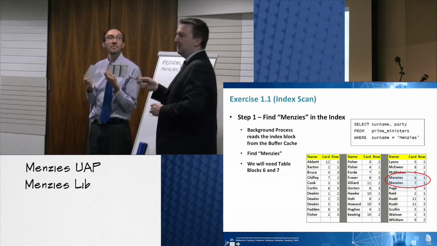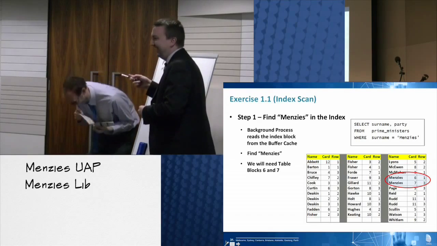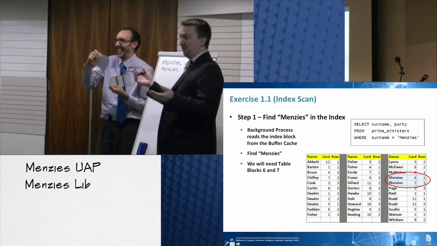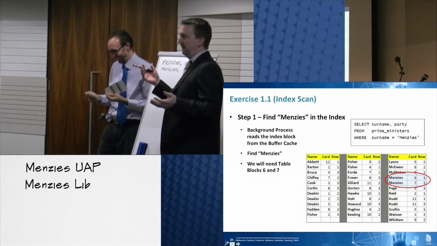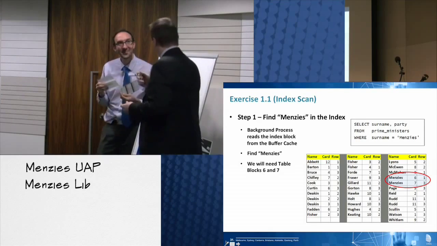What's the most expensive bit of that operation, other than the buffer cache giving me trouble? Going to disk, yeah. I did it twice.